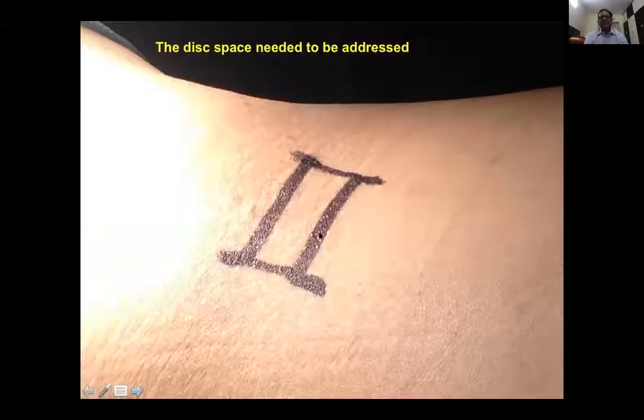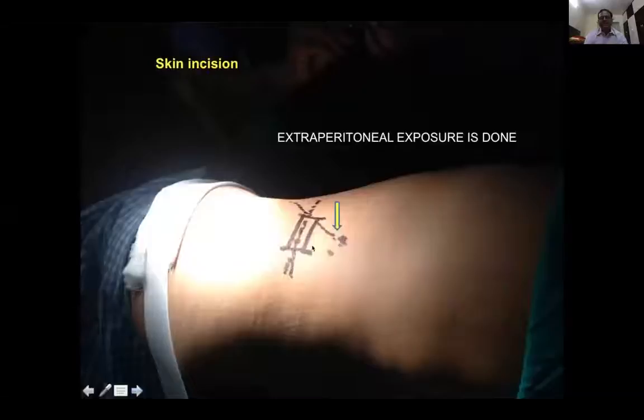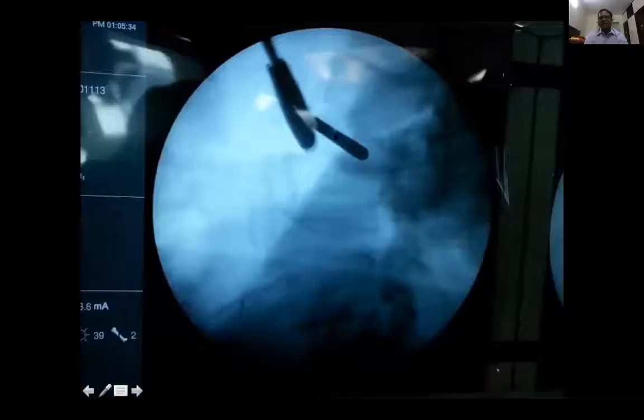And then either one can enter through the disc, or it's better to make the incision 5 cm anterior to the anterior border of the disc. So if one does an extraperitoneal approach, one has to go 5 cm anterior to the anterior border of the disc and enter retroperitoneally at the zone 2 level.